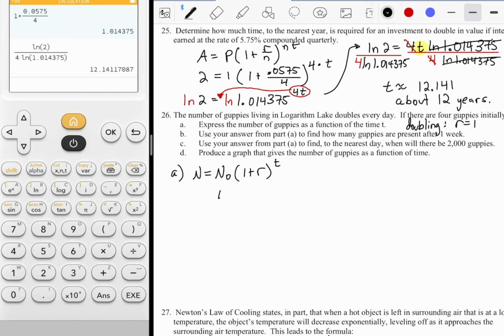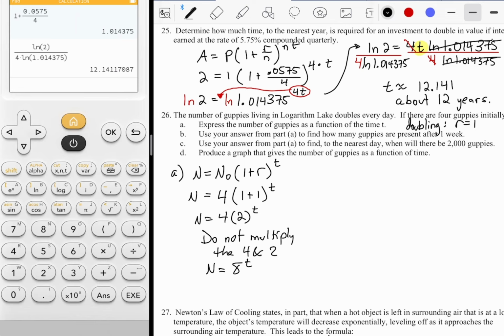We're starting off with 4 guppies. 1 plus 1 to the t power is equal to n. So n is equal to 4 times 2 to the t power. Now that 2 is being raised to the t power, so do not multiply the 4 and the 2. So if you came up with n is equal to 8 to the t power, that is absolutely not correct.